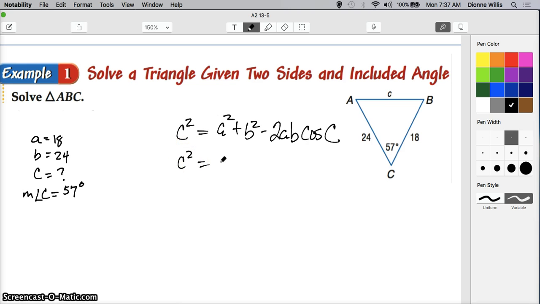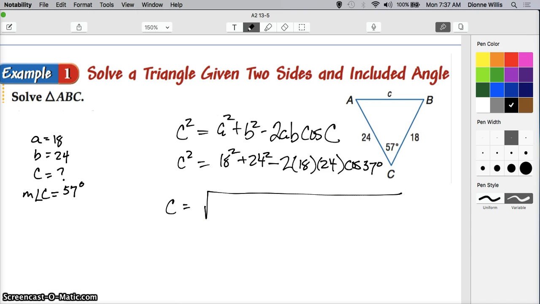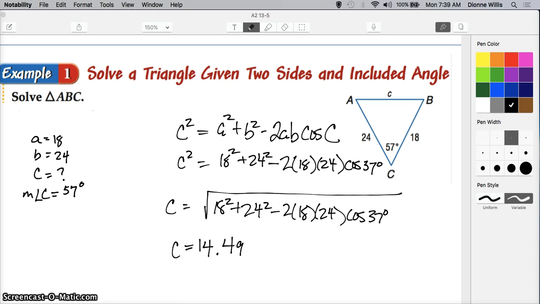So c squared is equal to 18 squared plus 24 squared minus 2 times the product of 18 and 24 times the cosine of C, which is the cosine of 57. And so you know how I like to make everything calculator ready. So c is equal to the square root of all of this stuff there, and with a little help of a calculator app or a calculator, we're going to get c equaling approximately 14.49.